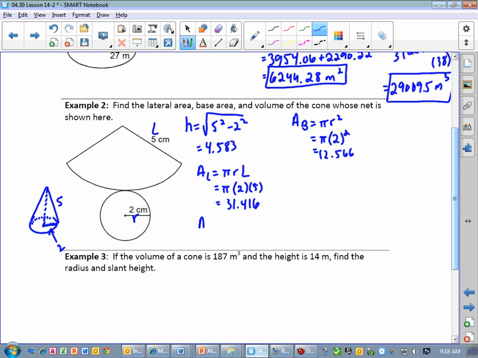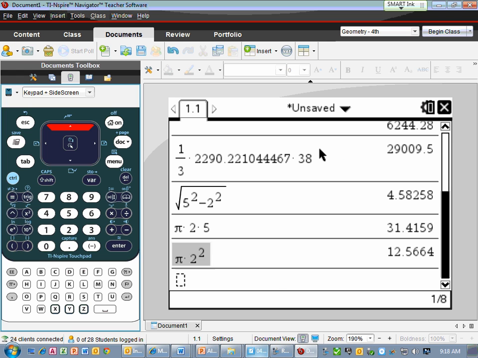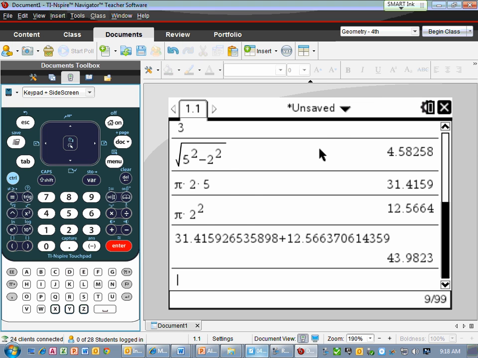For our total area, we're going to have our lateral area plus the area of our base. So 31.416 plus 12.566, and again, it's in my calculator so I don't have to retype all this. We get 43.982.